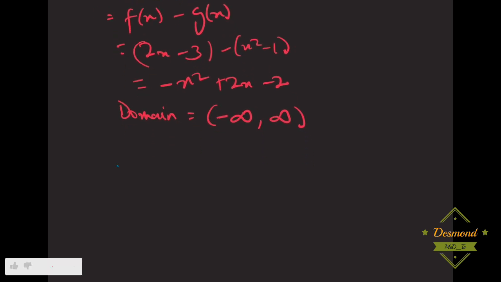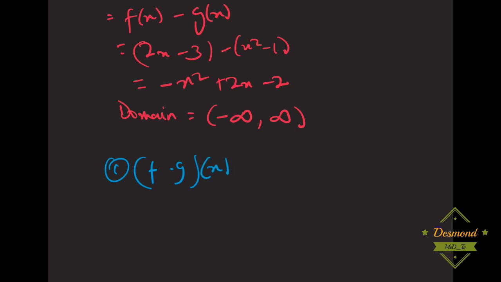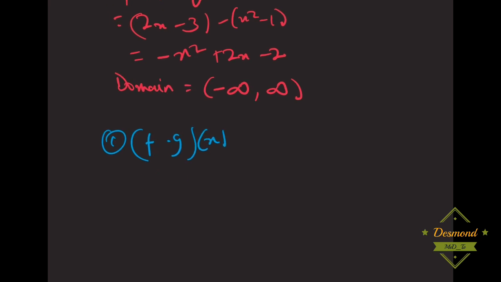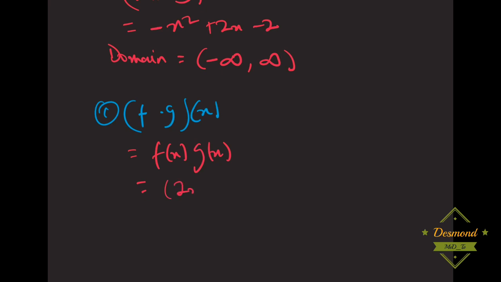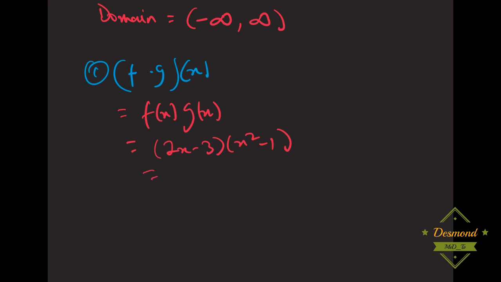Then let's look at the third one. The third one, let's find the product. Okay, let me just clean this up. So let's find the product for this. That will be f dot g of x, right? With this one, we can also write it as f of x times g of x. We are just multiplying, so we have 2x minus 3 multiplying x squared minus 1, and when we multiply it, we should get 2x cubed minus 3x squared minus 2x plus 3.